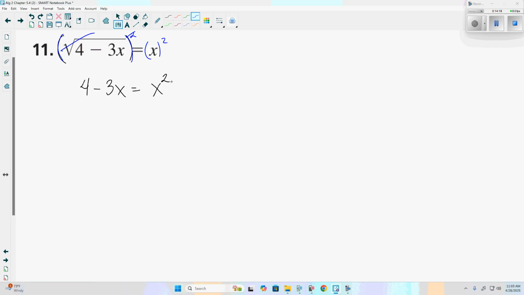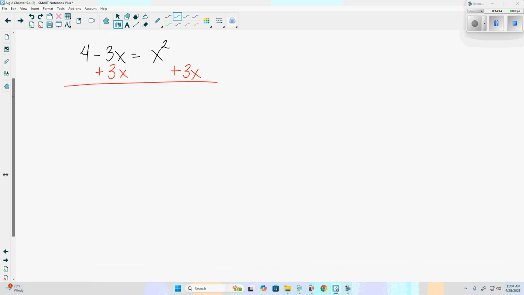So when we square both sides, the left-hand side, the square root and square will cancel, giving us 4 minus 3x. On the right-hand side, we do have x squared. Now again, since we have a variable to a power greater than 1, we have to get it equal to 0.